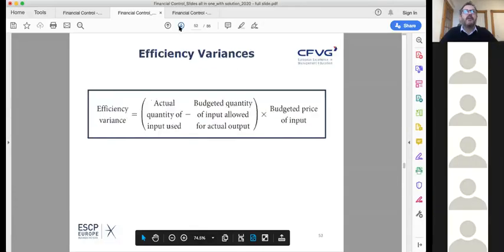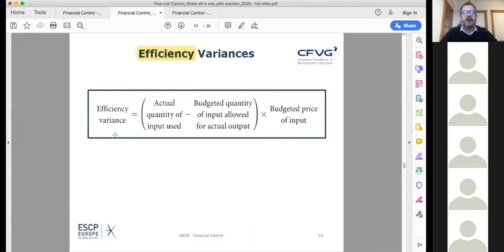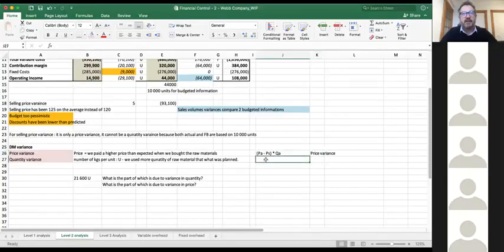And if we go back to the PDF document and get a little bit later, we have what we call the efficiency variance. Efficiency variance is a quantity variance. So it's actual quantity minus standard quantity times standard price. So for the quantity variance, it's actual quantity minus standard quantity times the standard price. Okay, so that's the quantity variance.